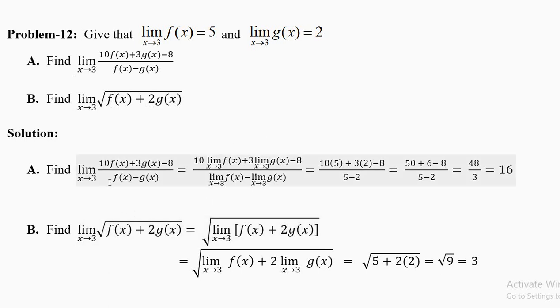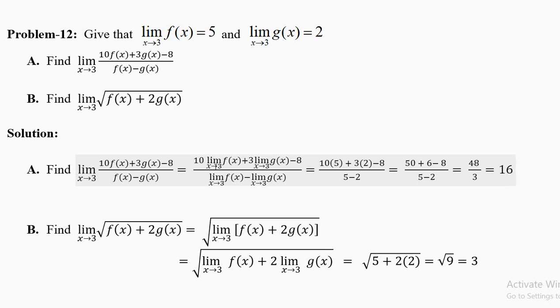Now what happens is you do it one at a time. Do f separately, do g separately. Look, 10 times limit f of x. Look at the question: 10 times f of x, you put the limit for f. Then you put the limit for g. Just copy the question and put the limit. One limit here, one limit here, one limit here, one limit here. 8 is a number, so you don't have to worry about it. Minus 8, just copy it.